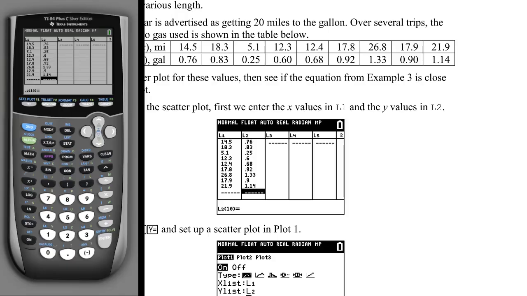So to make a scatter plot, we hit second followed by y equals to get the stat plots menu. We choose plot 1 and turn it on. And now at this point, this is set to a scatter plot for L1 and L2 from the previous example. We'll say zoom and choose zoom stat. And here's our scatter plot.